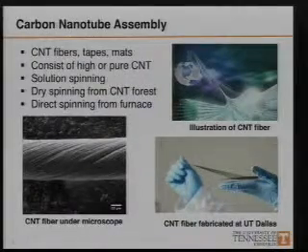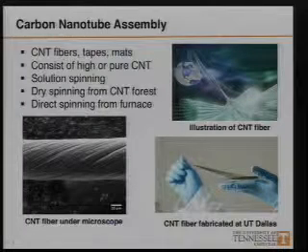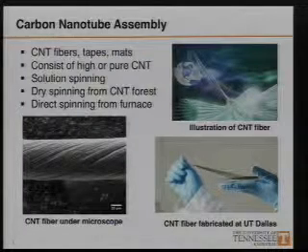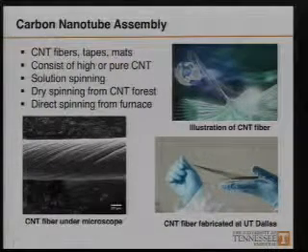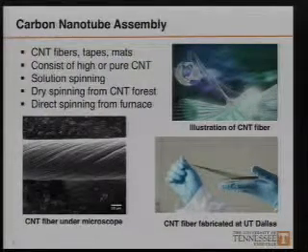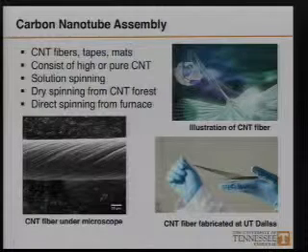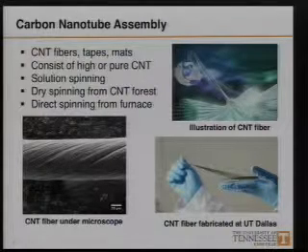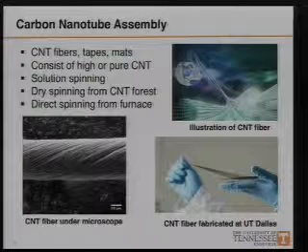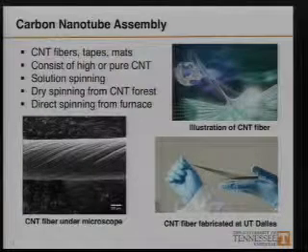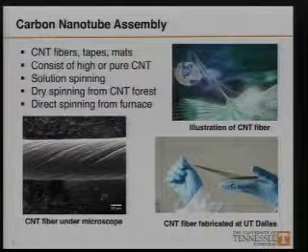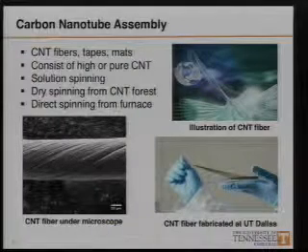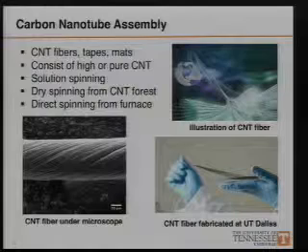Apart from making nanotubes into composites, people have also studied carbon nanotube assemblies in the form of fibers, tapes, and mats. They consist of high or almost pure content of carbon nanotubes. As illustrated in this image, a carbon nanotube fiber consists of carbon nanotubes aligned to one another parallel to the axis of the fiber. And it looks like this under microscope.